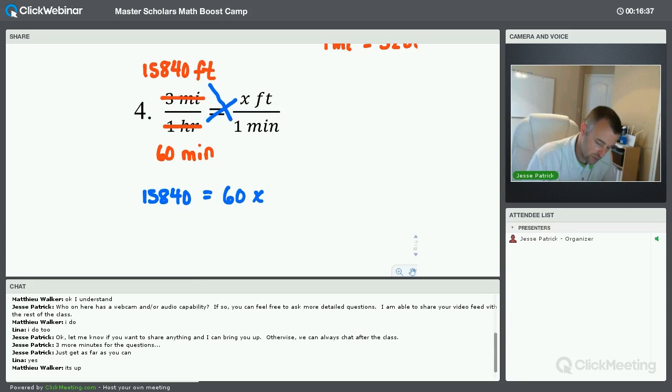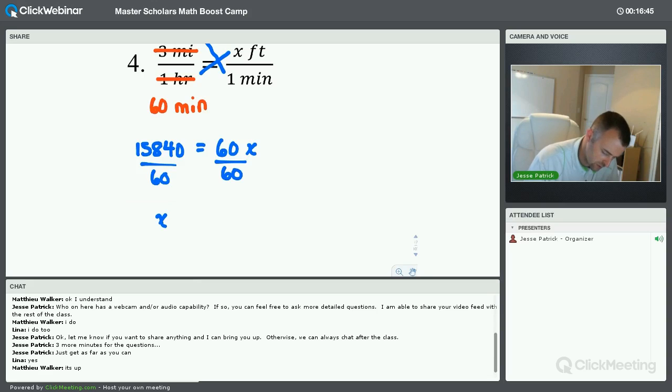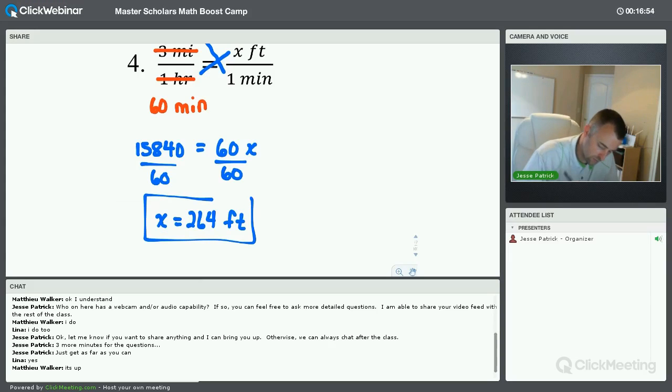Now I'm just going to divide by 60. And it's going to be 264. Now in this case, the 264 represented the feet, so that's what this would equal. So that's really proportions in a nutshell.